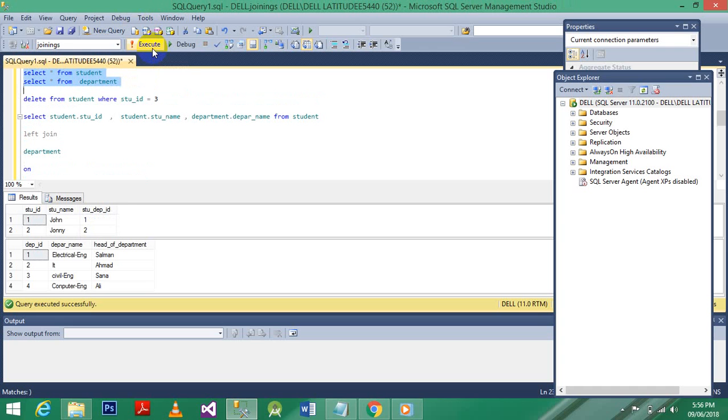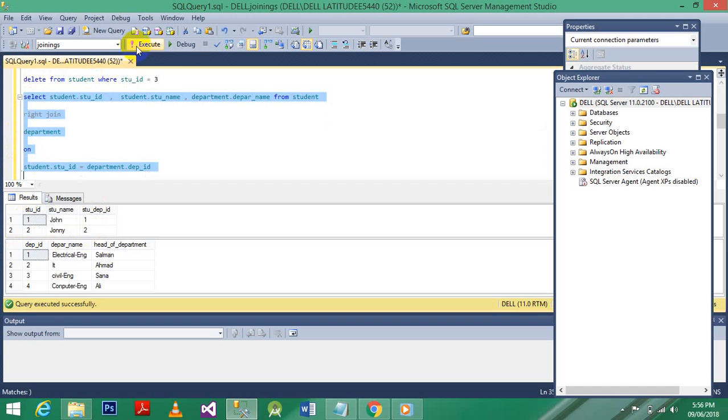We have data from the student table and department table. Right join is the opposite. That means get all the data of the right table. Now it shows all the data of the department table and it shows only the similar data that we refer from department ID 1 and department ID 2. Okay, we refer to IDs. So I just used right join here. Select it and execute it.